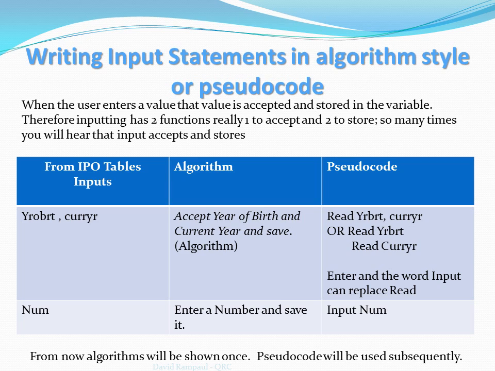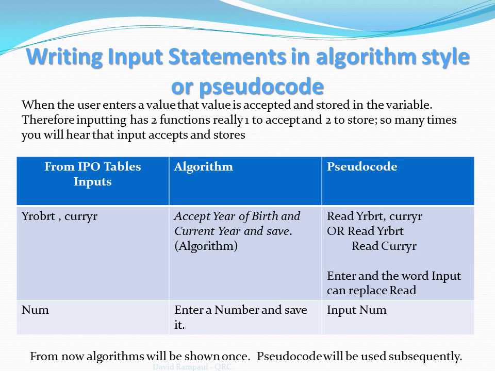Unlike the algorithm, however, pseudocode tends to use the words read, enter, or even input. So in this case, you say read year of birth and current year. Now remember, these are variables. So therefore, I have to use the same variable that I used when I was accepting here. Okay? Let's move on. Or you could have said read, so this is entering both on the same line, or you could have said read year of birth and read current year separately.